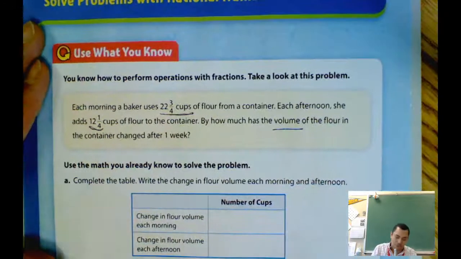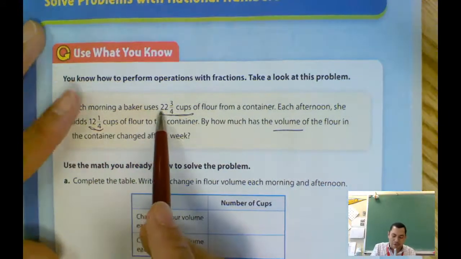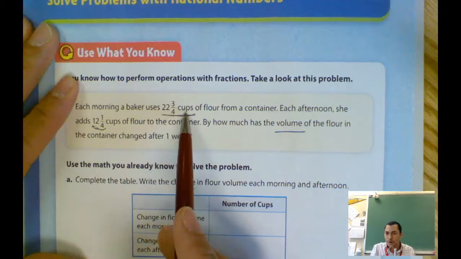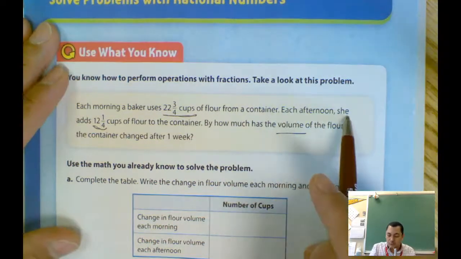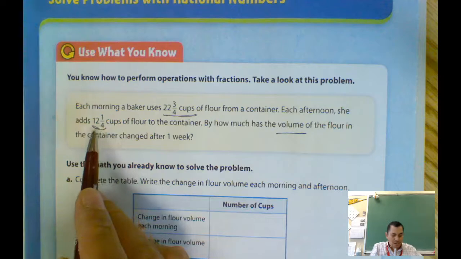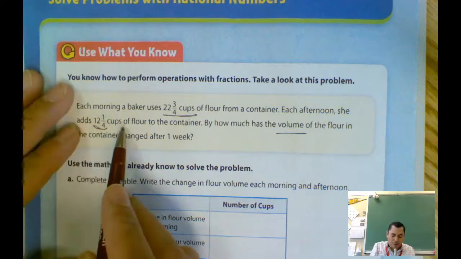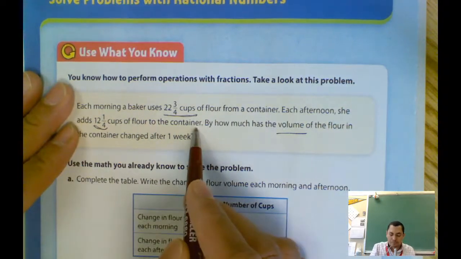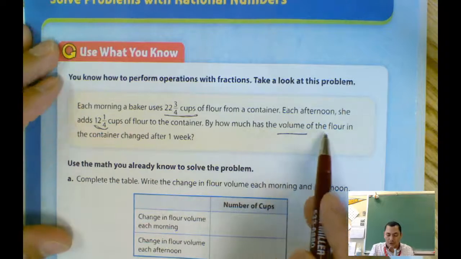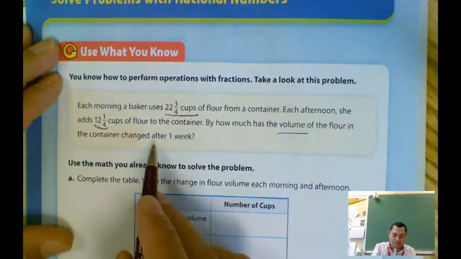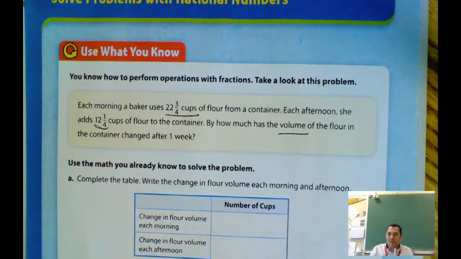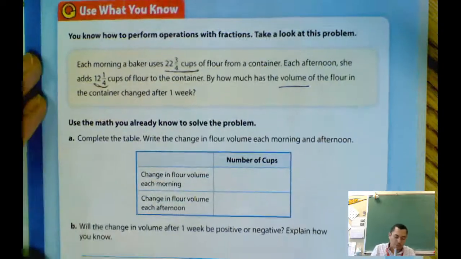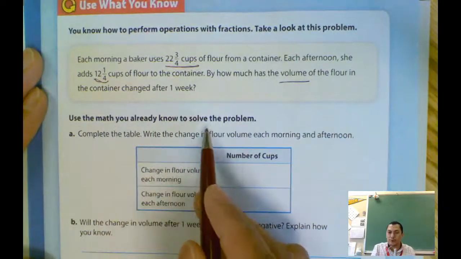So we have an application. Each morning, a baker uses 22 and 3/4 cups of flour from a container. Each afternoon, she adds 12 and 1/4 cups of flour to the container. By how much has the volume of the flour in the container changed after 1 week? So let's answer the following questions. Use the math you already know to solve the problem.